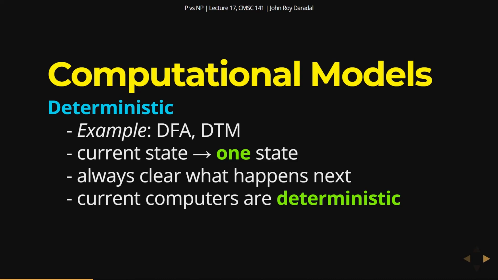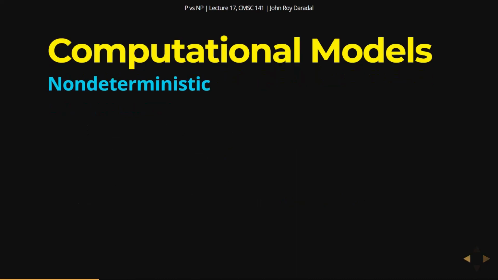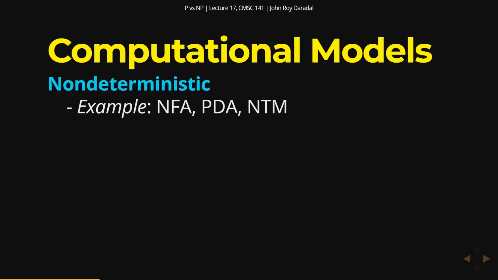Okay, it's always clear what will happen next from one state to another. Now, on the other hand, we also had non-deterministic models like the NFA, the PDA, the pushdown automata, and non-deterministic Turing machines.